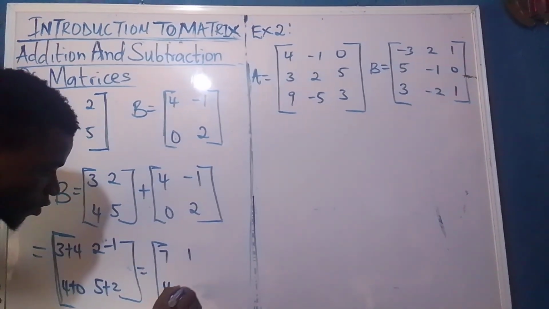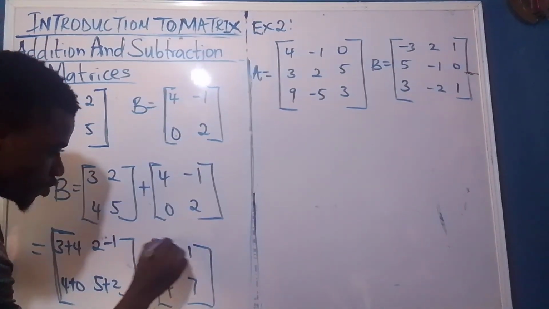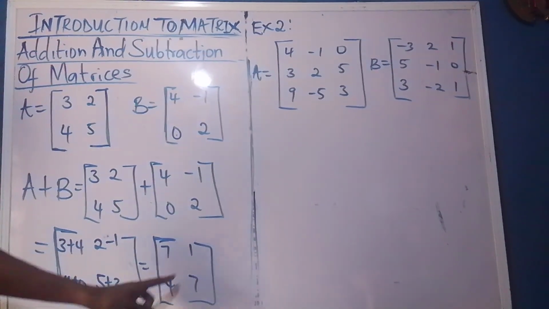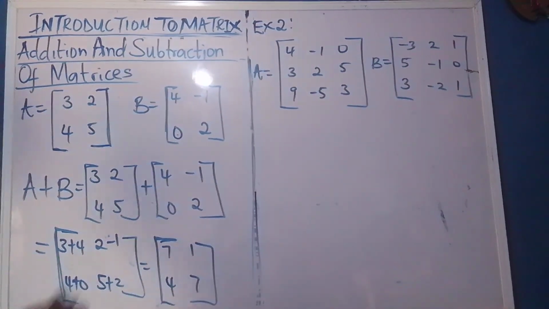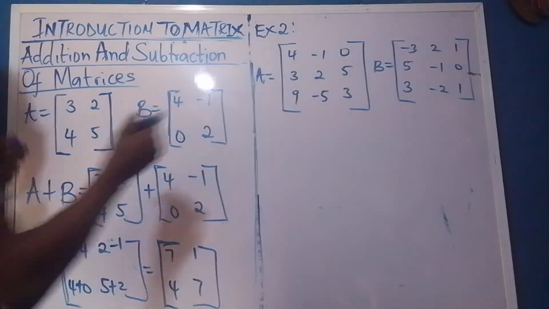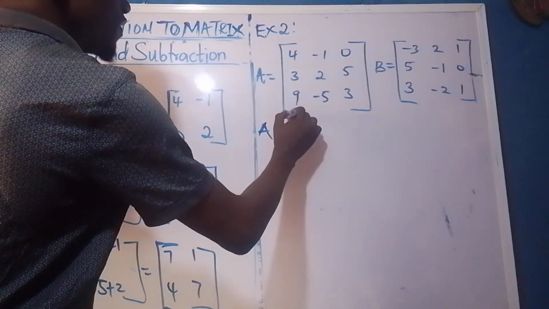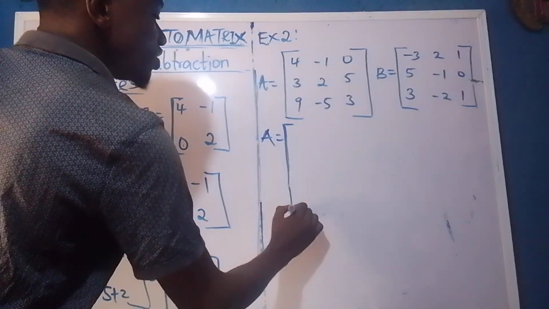Then 4 7. So this is your final answer. The addition of this matrix is going to give you 7 1 4 7. So now let's go to the second example. Let's say we have to add these values together. So let's do it straight.